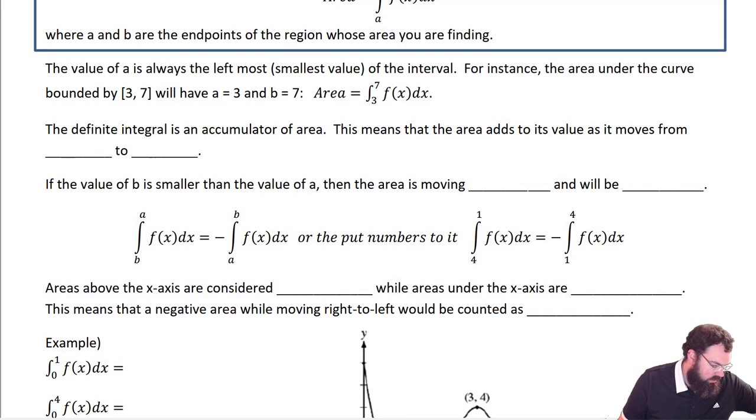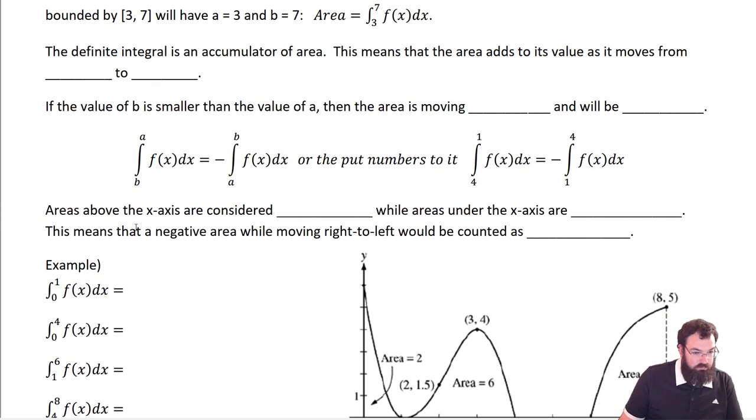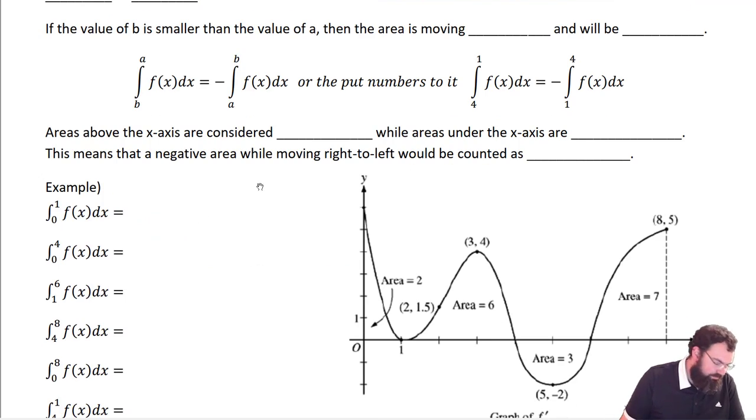Where else are we? Areas above the x-axis are considered positive, while areas under the x-axis are negative. Ooh, negative. Sorry, that was terrible.